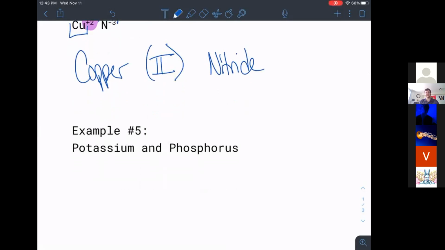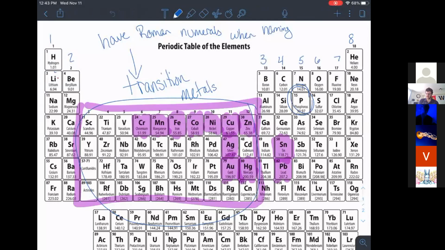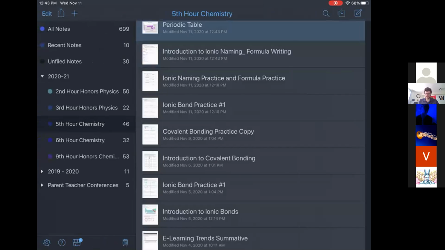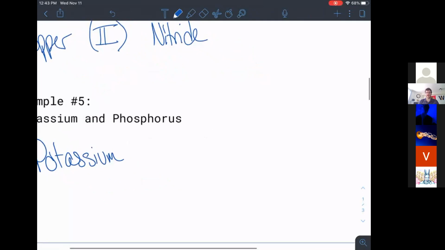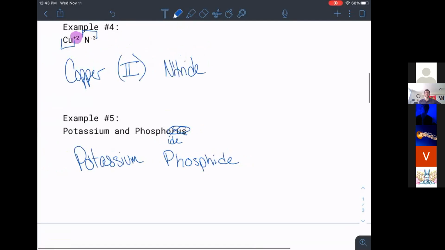And then last but not least, we have potassium and phosphorus. What's my metal? Careful. So if we look at our periodic table, phosphorus is over here. Potassium is over here. So which one's the metal? Potassium is going to be our metal. Good. And is potassium a transition metal? No, it's not. So we don't need Roman numerals. And then we have phosphorus. And what do I do to my ending? IDE. So I change that to IDE and turn it into phosphide. Any questions on the naming?